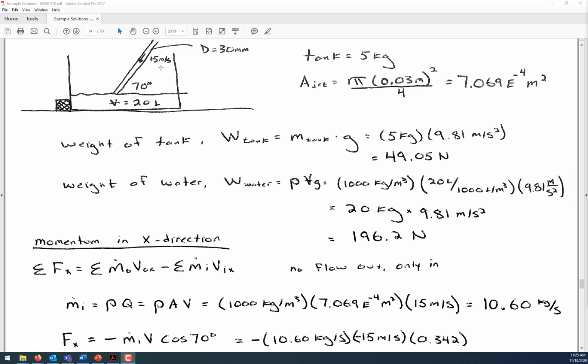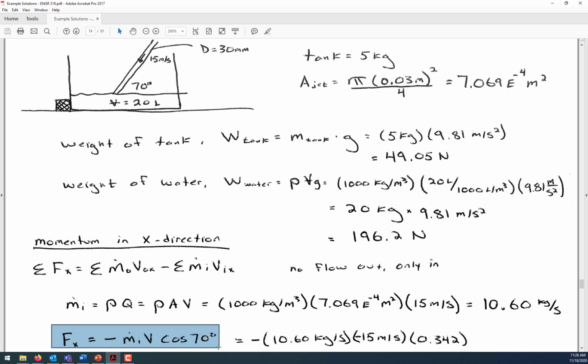So in the x direction, the jet is moving to the left. So when we put the velocity in, we're going to need to have the minus sign for the jet velocity, because it's moving from the right to the left, which is the opposite of our positive direction. Our positive direction is from the left to the right. So you can see that I've simplified the overall momentum equation for x because there's no mass flow out. There's only the mass flow in.